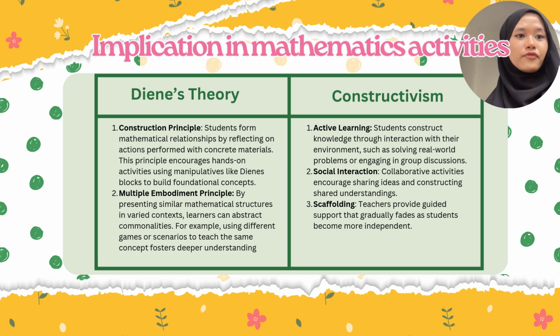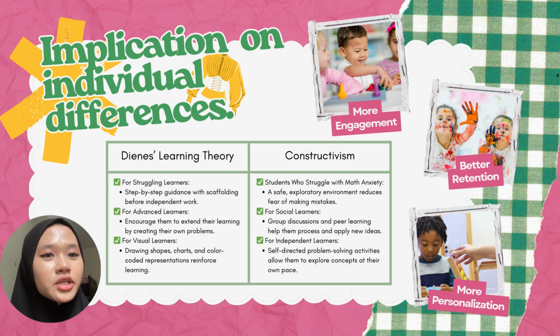What are the implications for constructivism? First, active learning, where students construct knowledge through interaction with their environment, such as solving real-world problems or engaging in group discussion. Then social interaction, where collaborative activity encourages sharing ideas and constructing shared understanding. The last one is scaffolding, where the teacher provides guided support that gradually fades as students become more independent. Now we will look into the implications of both learning theories for different individuals.